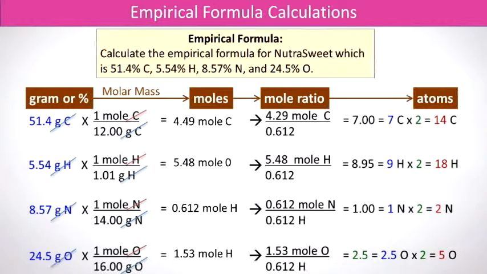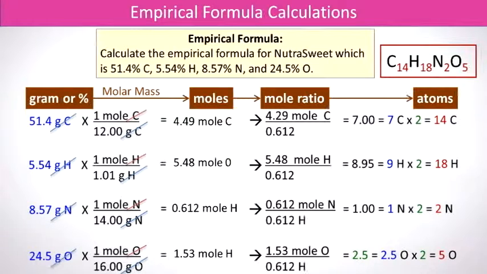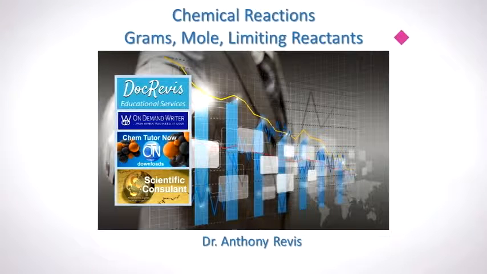0.612. When we divide these values through, we obtain 7, 9, 1, and 2.5. In order to obtain small whole numbers, we simply use the rules of math, which would recommend that we multiply these by 2. Once we do that, we have 14, 18, 2, and 5. Therefore, the molecular formula for NutraSweet is C14H18N2O5. There you have it, how to carry out empirical formula calculations.